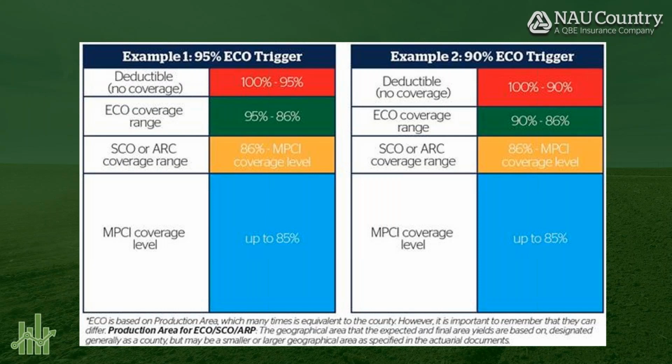But the next level above that, if I decided to shrink my deductible, would be to add ECO coverage from 86 to 90 or 86 to 95%.